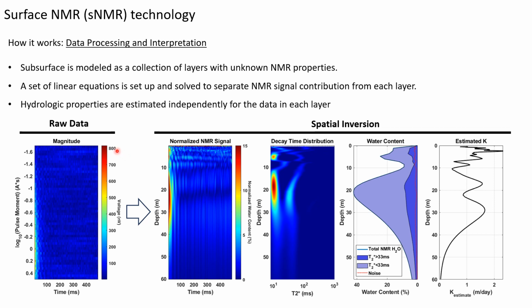to separate the NMR signal contribution from each layer. And after we have it, we can use it to estimate the decay time distribution and also estimate water content from these measurements, and also use the T2 distribution and water content to estimate porosity, and to estimate hydraulic conductivity.